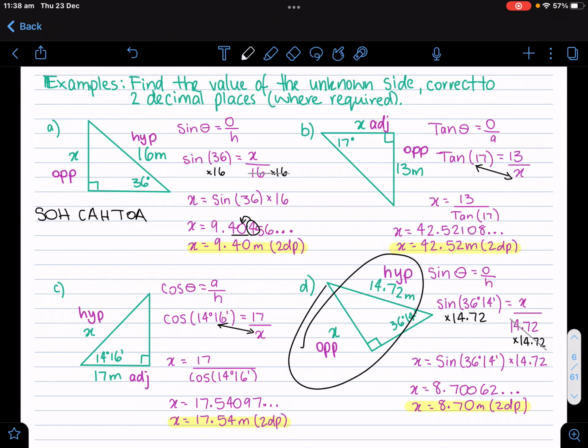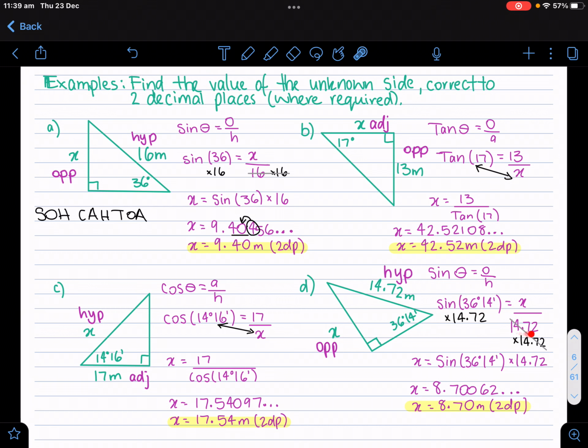So I've found my two sides that are given. So I have opposite and hypotenuse. Which trig ratio uses OH? Well, that's sine there. So I'm going to use the sine ratio. Sine theta equals O over H. Again, substitute into the trig ratio.